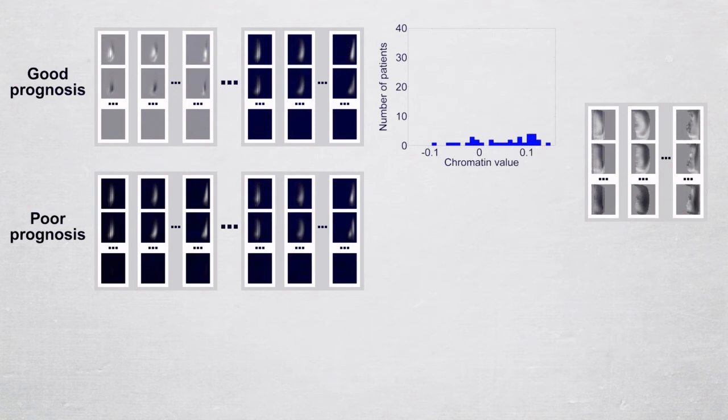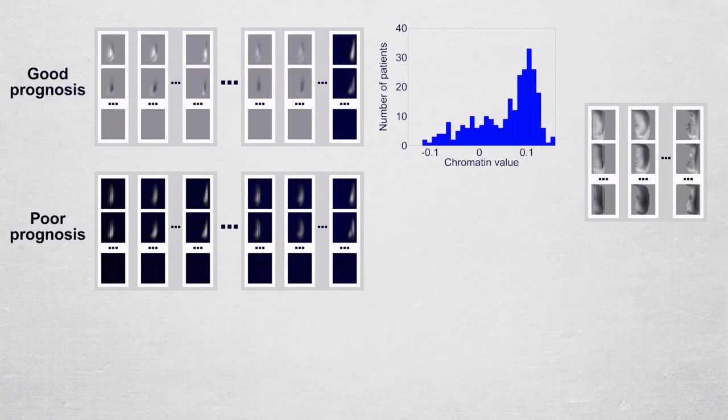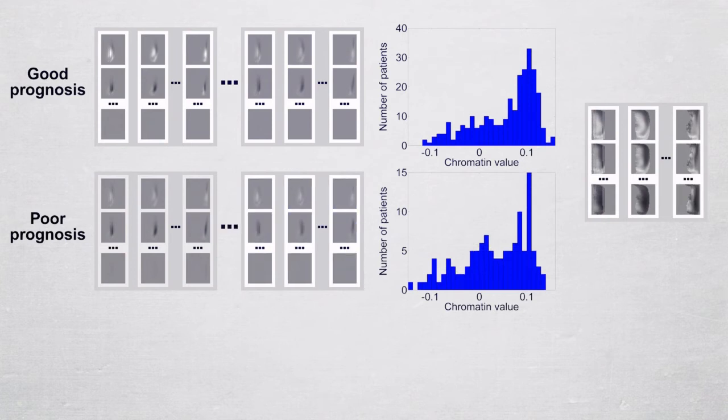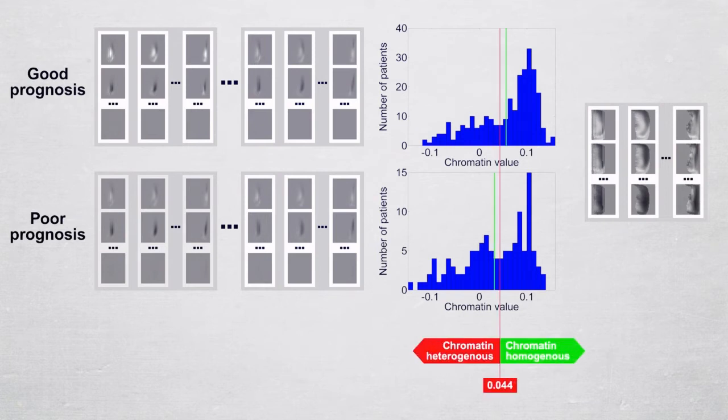The process is repeated for each patient with good prognosis, which yields a distribution of chromatin values for good prognosis patients. The same operation is performed for patients with poor prognosis. The mean chromatin value of patients with good prognosis is compared to the mean of poor prognosis patients, and the average of the means is defined as the threshold that distinguishes between chromatin heterogeneous and chromatin homogeneous tumor samples.